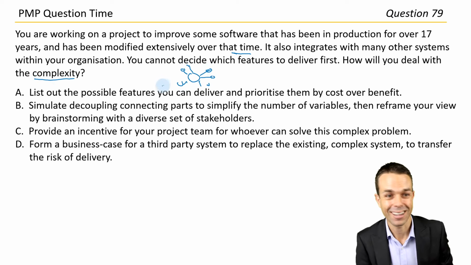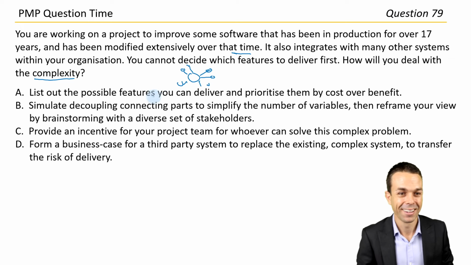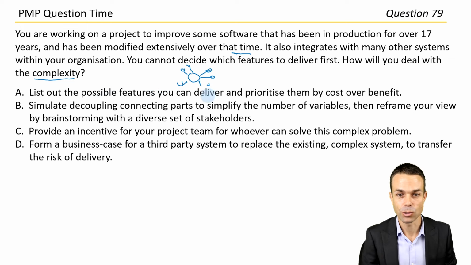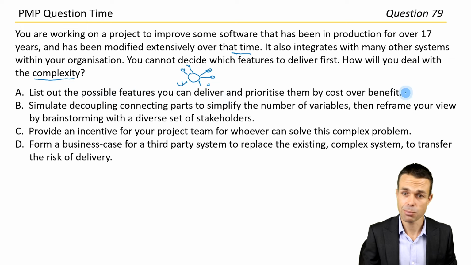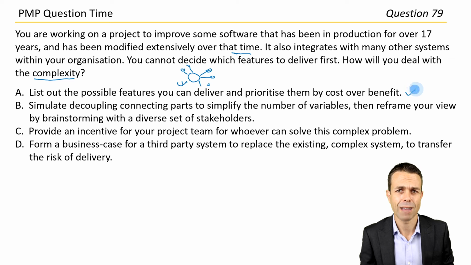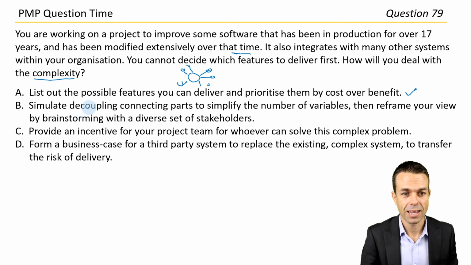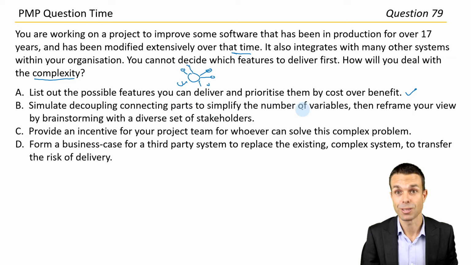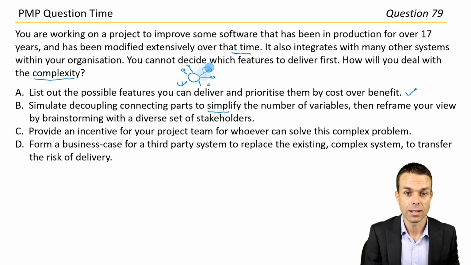Oh, that's good. Okay, we're definitely on the right track here. List out the possible features you can deliver and prioritize them by cost over benefit. That's pretty good. That's definitely good practice. Let's see what else we have just in case. Simulate decoupling connecting parts to simplify the number of variables. Okay, and we're simplifying, and so we're decoupling this and decoupling this.